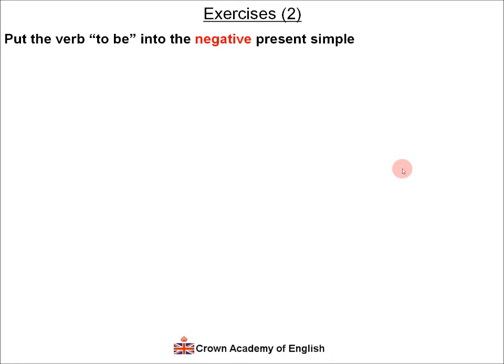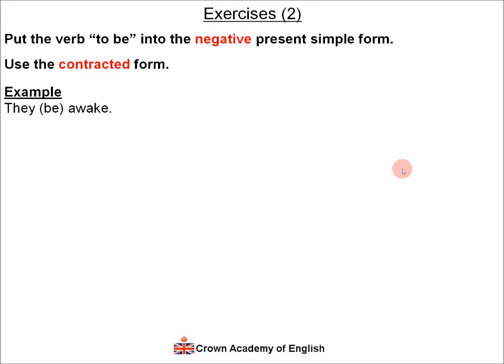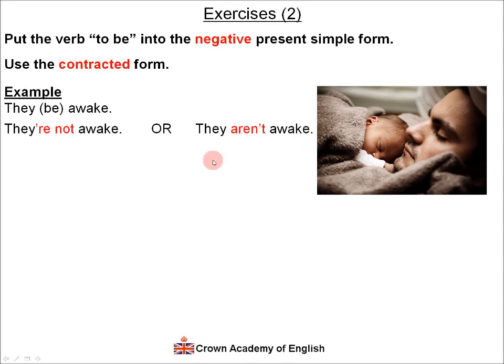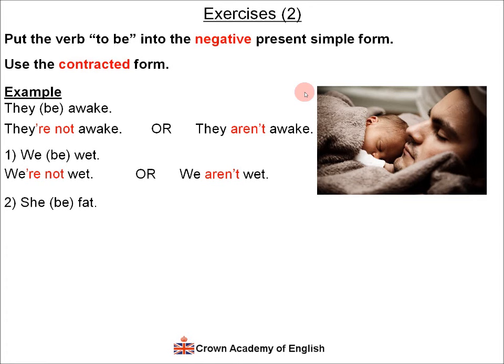Put the verb to be into the negative present simple form. And I want you to use the contracted form. Example. The answer is, they're not awake. Or, they aren't awake. Remember, we have two choices. Question one. The answer is, we're not wet. Or, we aren't wet. Question two. The answer is, she's not fat. Or, she isn't fat.